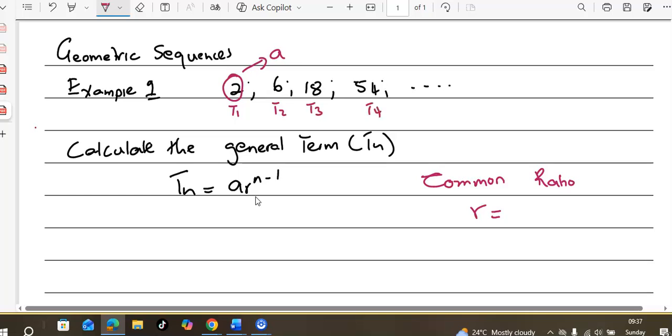So T2 is 6 divided by 2. 6 divided by 2 is 3. Therefore R is equal to 3, okay? Yes. Now your Tn will be A, which we said is 2, times the value of R, which is 3. You put it inside the bracket to the power n minus 1. This is your general term. This is easy, right? Sure is.